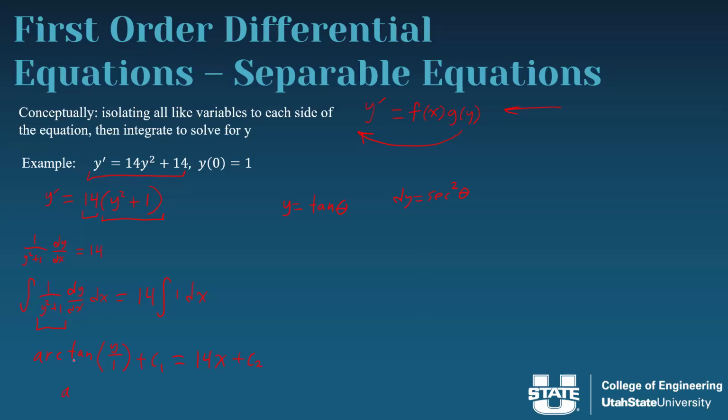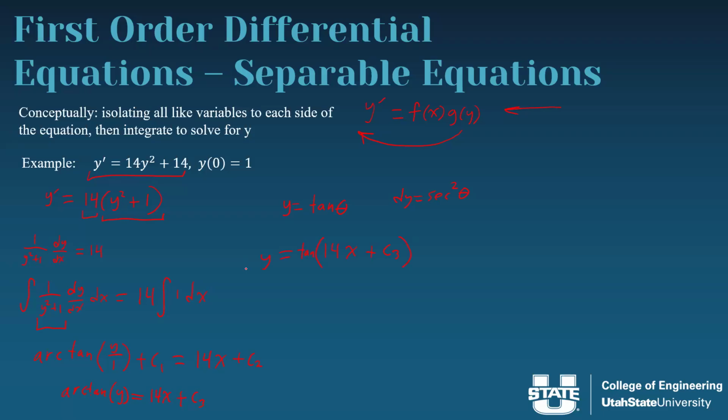So this is going to simplify down to arctangent of y is equal to 14x plus c3, where c3 is just me combining c1 and c2. All right, now let's move that arctangent to the other side through tangent. So we're going to have y is equal to tangent of (14x plus c3), whoops, with the argument in parentheses.